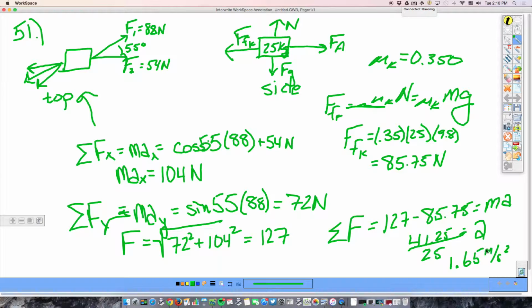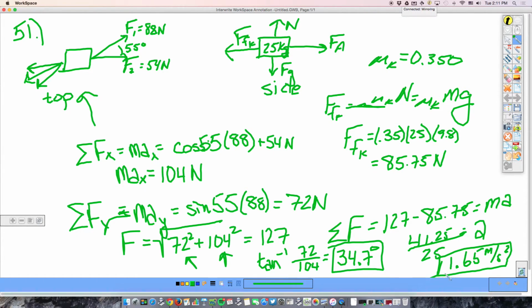Okay. If I want to now take that and plug it in to find the angle at which it's going to move, because it wants the magnitude and direction. So now I'm going to go back to these two guys and apply an inverse tangent. 72 divided by 104, and I get 34.7 degrees above the x direction. So there's my direction, and there's my acceleration for problem 51.